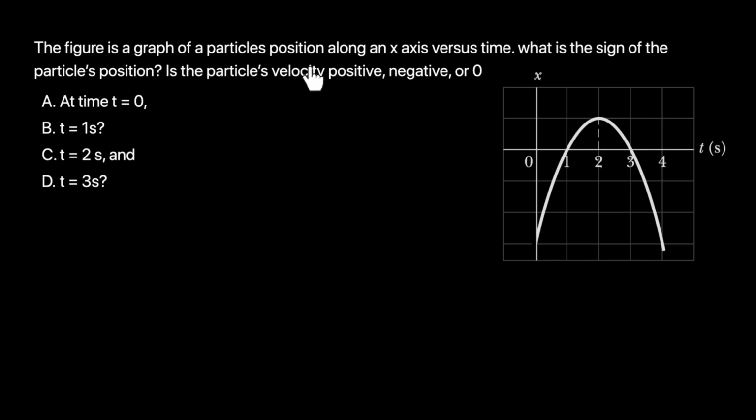The figure shows a graph of a particle's position along the x-axis versus time. So it's distance against time. Sometimes they'll say x, normally it's distance. What is the sign of the particle's position? Is the particle's velocity positive, negative, or 0? What is the sign of the particle's position?